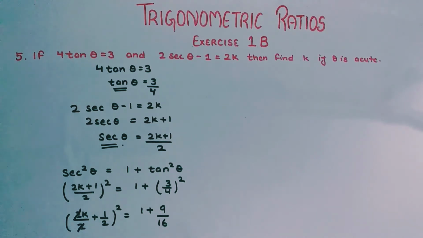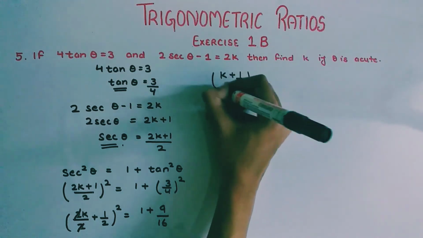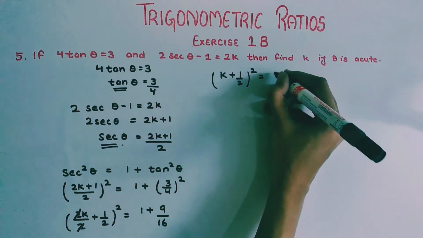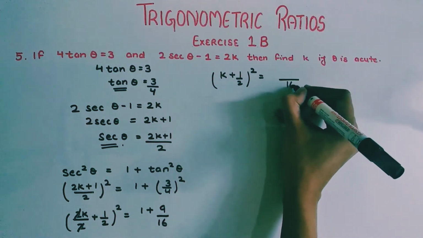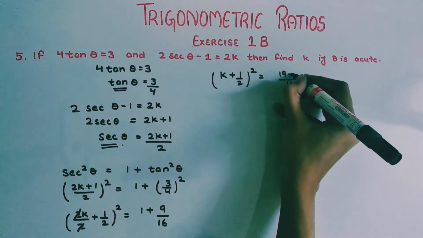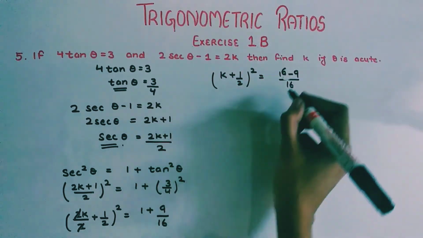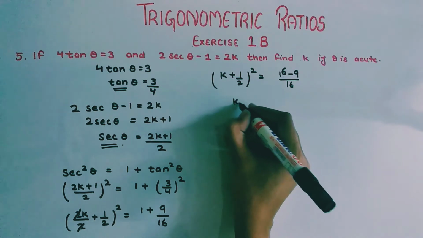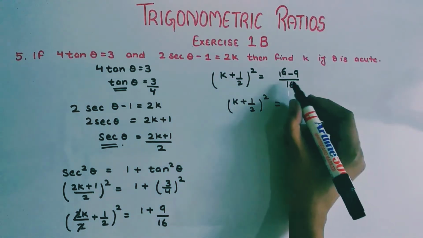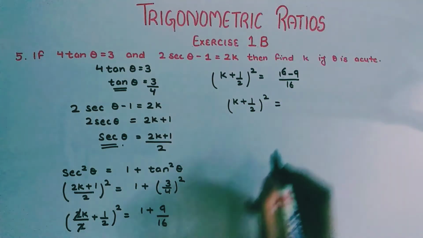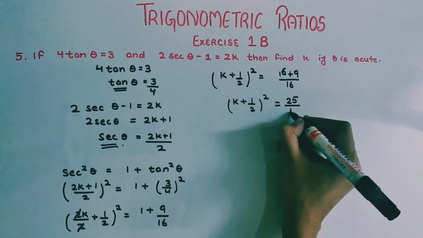Here we have (k plus 1 by 2) whole square, that is equal to, we will take LCM. Here the LCM will be 16, and 1 is 16 over 16, plus 9. We have (k plus 1 by 2) whole square equal to 16 plus 9. We have 16 plus 9, which is 25, divided by 16.